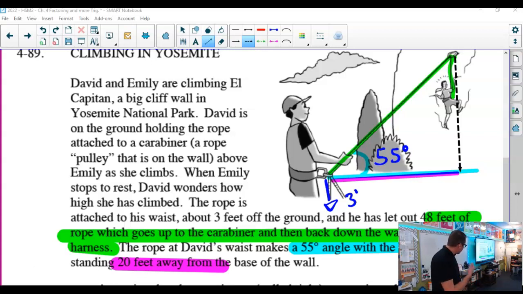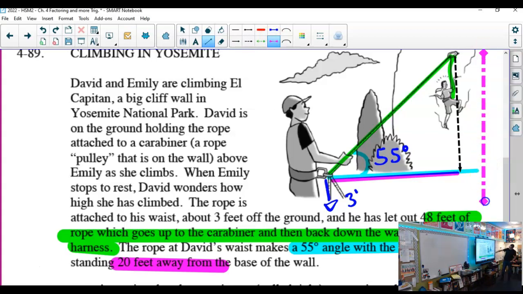You're right, 28.56, but that is the entire height from carabiner all the way down to the ground. Oh, she's not that high. We need to subtract this portion. To subtract that portion, what do we actually need to find? The hypotenuse amount of rope. Have you found the hypotenuse? Isn't it 48?